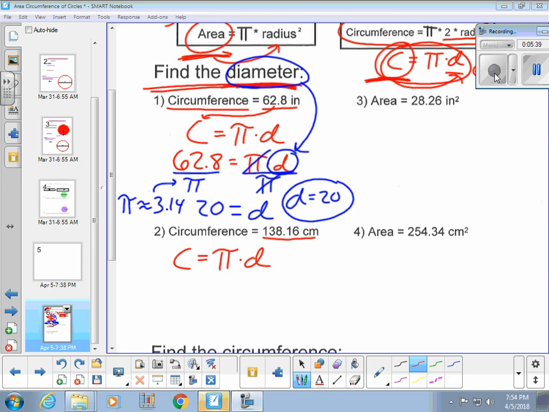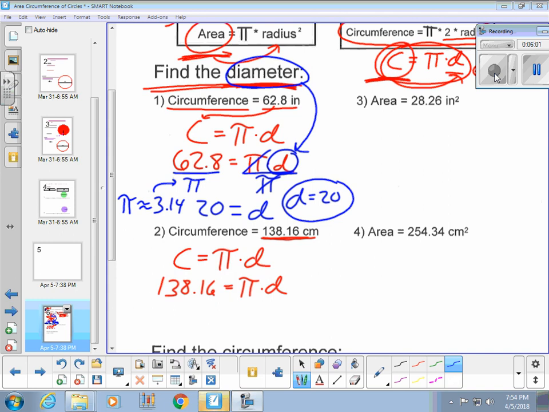So it'll be what we get for an answer for D when we're done with this, plugging things in here. Good, the circumference equals 138.16. Let's put that in for C. That's where that goes in the formula. 138.16 equals pi times the diameter. Same thing as above. Now we're trying to solve this for the diameter, for D.